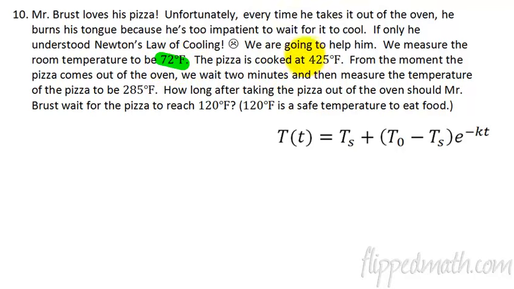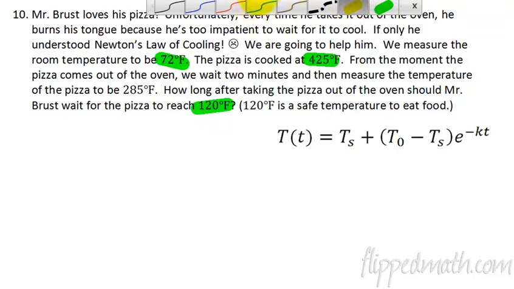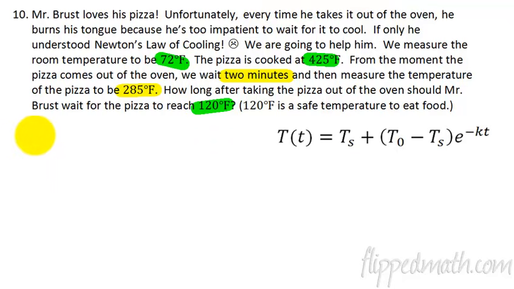That there, we've got 425 degrees. What else we got? We're trying to figure out when it is going to 120. We've also got, let me change colors here, that after 2 minutes the temperature is 285 degrees. Okay, so what does all this information mean? It means we can start writing out some stuff. The room temperature is 72. Well, which one is that? That's T of S. So our T sub S is going to equal 72.